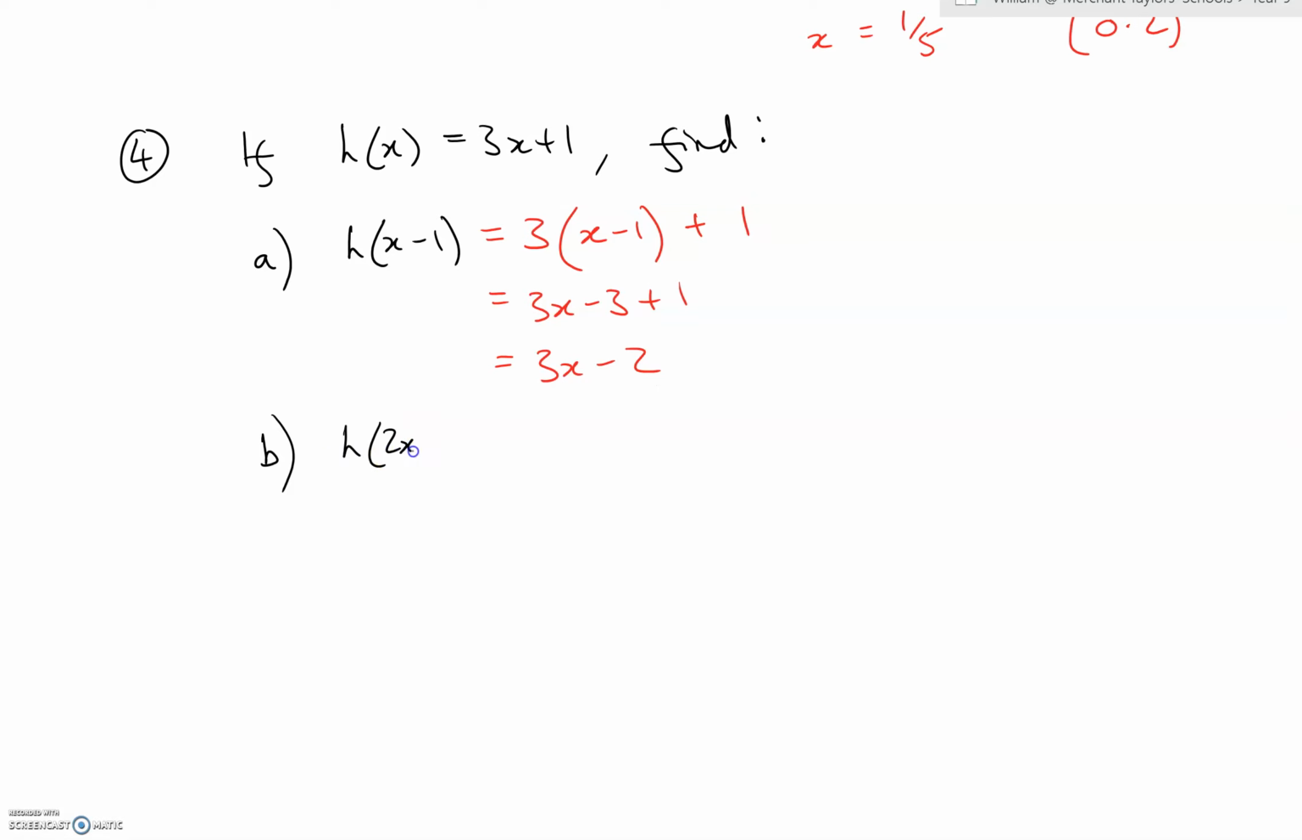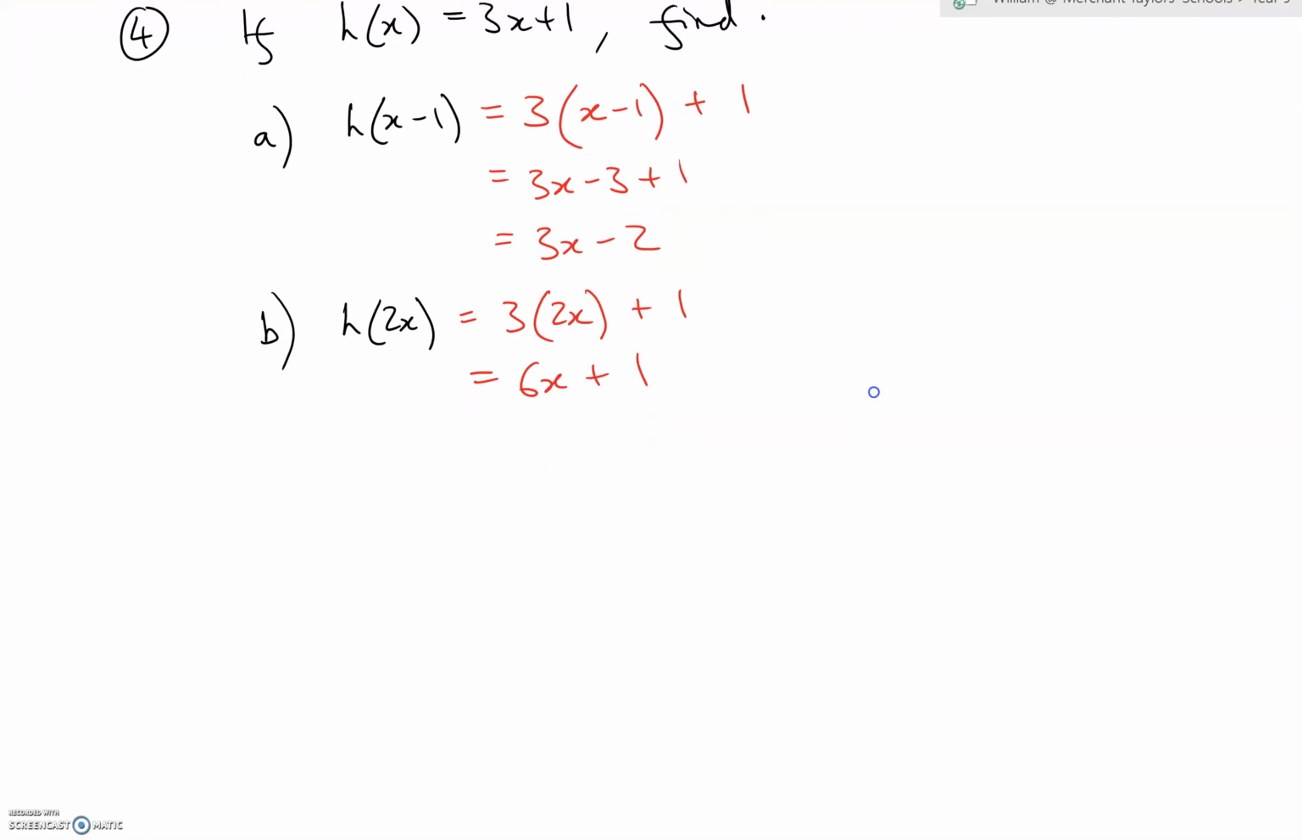h of 2x. Same method. So the x has changed to a 2x in here. So the x in here will also change to a 2x. 3 times 2x is 6x. So I get 6x plus 1.